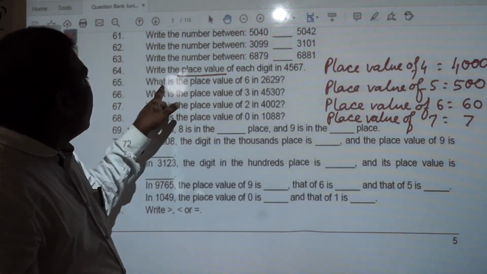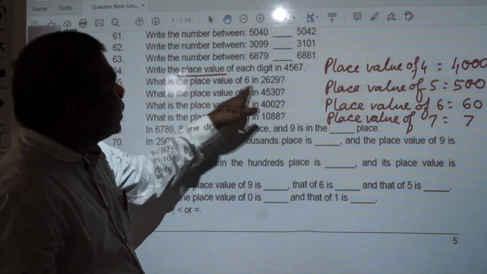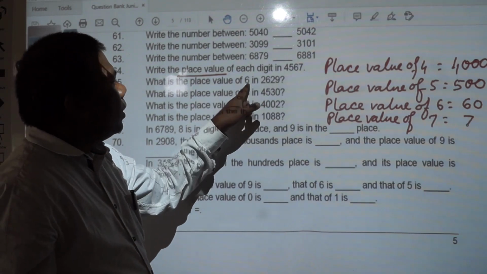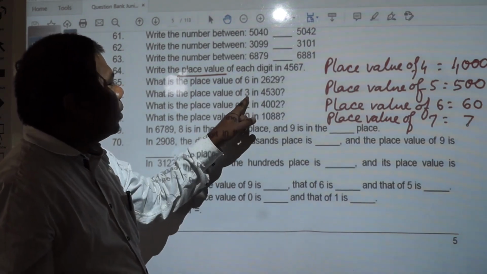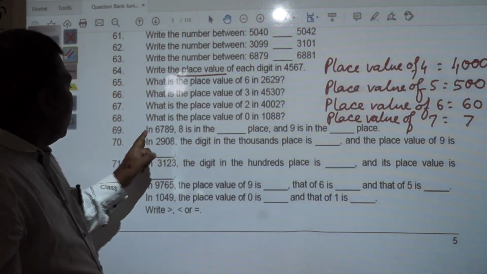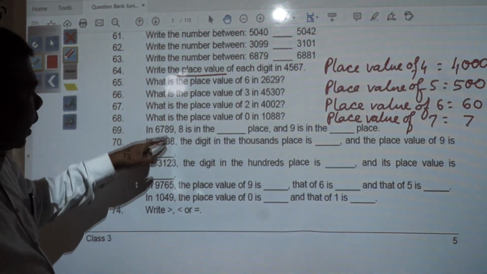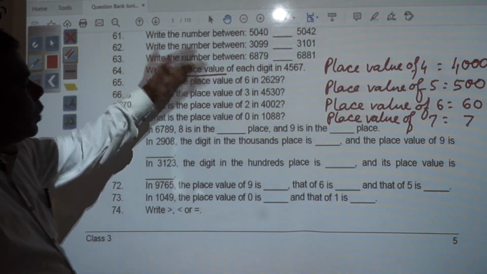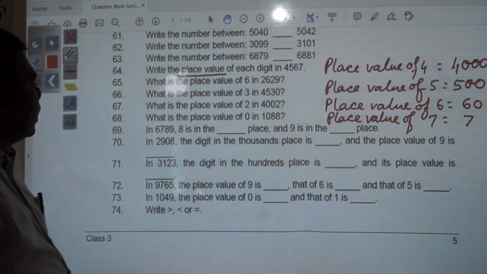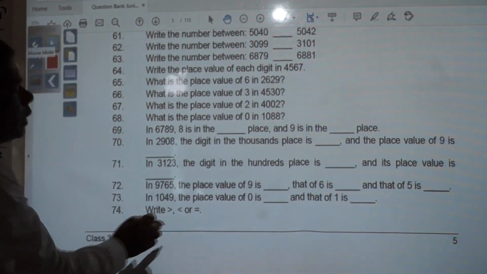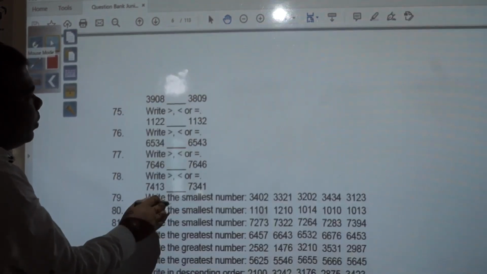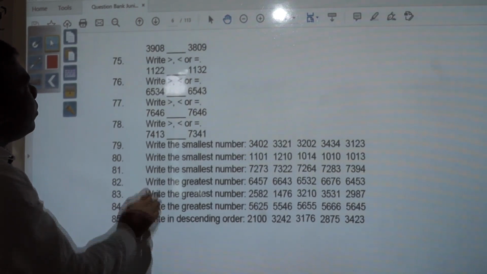Here only, what is the place value of 6? Only 6 you need to find out. What is the place value of 6? Here you need to find out the place value of 3, likewise. Next questions are, I think, if you have understood till now, you will be able to solve these questions. Just try yourself, and if there is a problem, later we'll see.